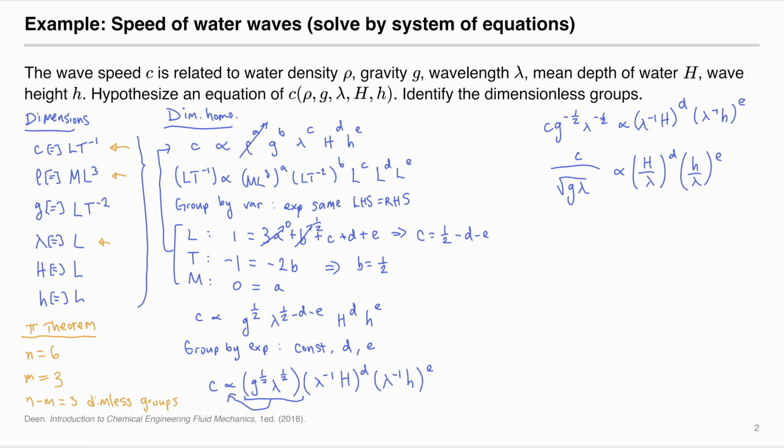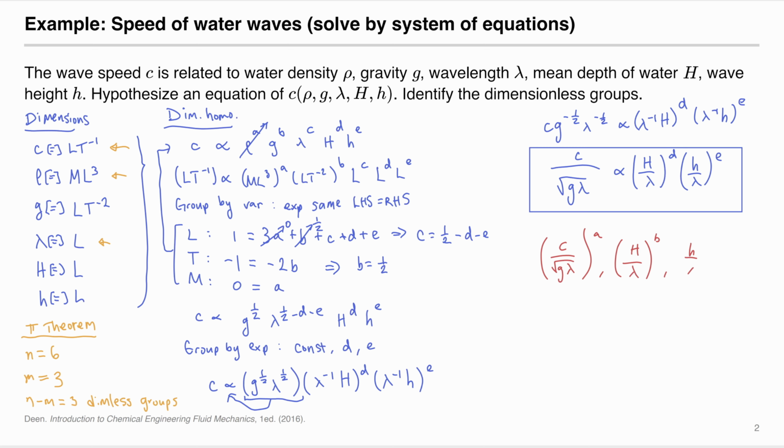Note that you can also invert the numerator and the denominator, and that's still fine because we haven't determined the exponents D and E. They could be positive or negative, so that flips the numerator and denominator. So here we have the equation that relates C to all other variables. And the dimensionless groups we already solved, which are C divided by square root of G lambda raised to some arbitrary power, let's say A, and H divided by lambda raised to the power of B, and small h divided by lambda raised to the power of C.